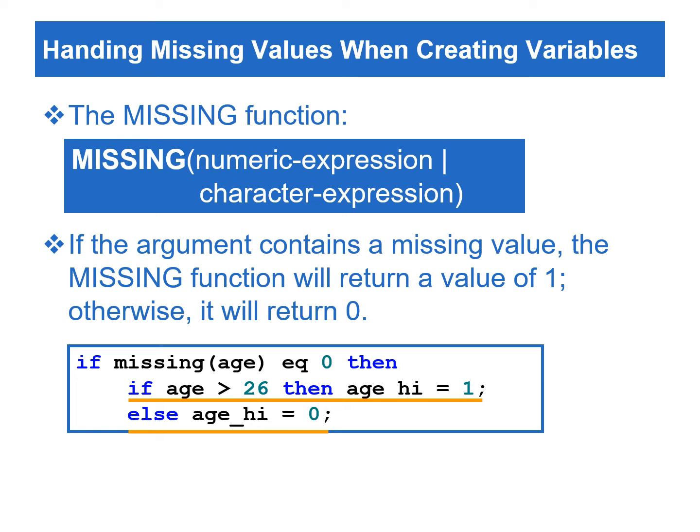In this statement, the if-then statement that creates the age_high variable is nested within the then clause of the outer if-then statement. The observations for the age_high variable are assigned with either a 1 or 0, only for observations where age is not missing.